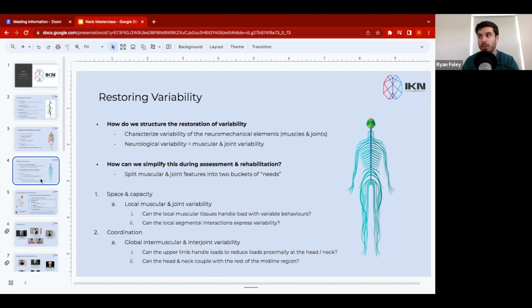Can it handle forces with more concentric behavior? Can it handle forces with more isometric behavior? Can it also handle forces with more eccentric behavior? Okay, that's variability in muscular behaviors to manage forces.